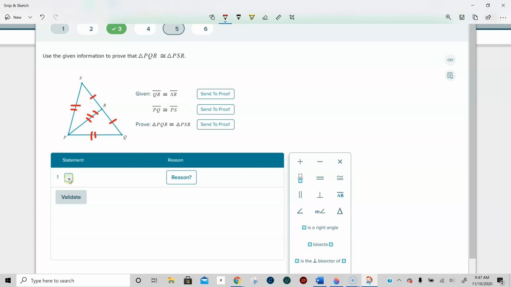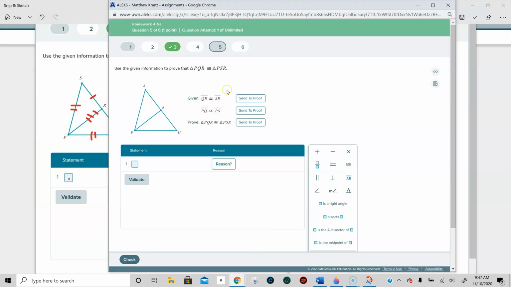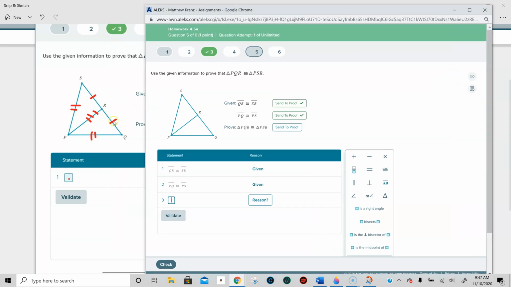So first thing we're going to do is write our givens. The way we write our givens, let me go back to ALEKS, is we just send them to the proof. See, send to proof, send to proof, and it's given and given. Now, that proved that we had this side and this side. Next thing we have to say is that PR is congruent to PR, because those are the sides that we don't have, right?